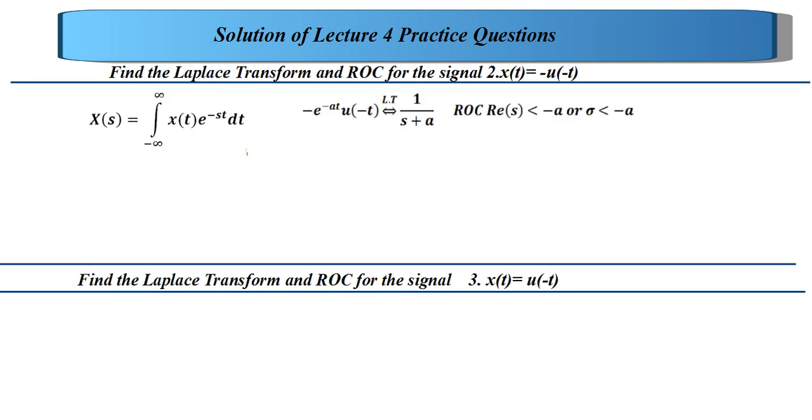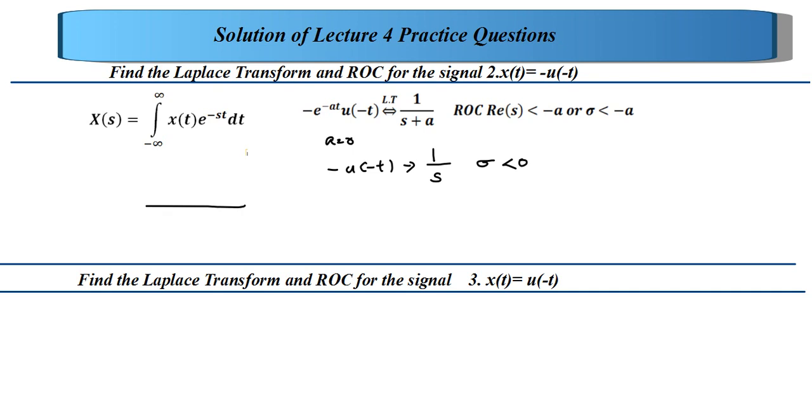Now we'll discuss another two signals. The first signal is u of minus t. By using the standard result, you can write minus e raised to minus at into u of minus t is 1 by s plus a. It's an anti-causal signal, and if a is equal to 0, you will get simply minus u of minus t. So we can write the Laplace transform as 1 by s because a is equal to 0. It is an anti-causal signal, so sigma less than 0 will be the ROC.